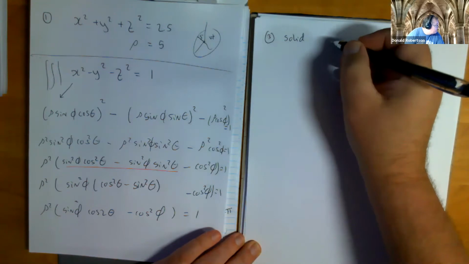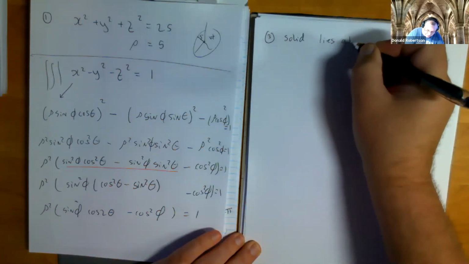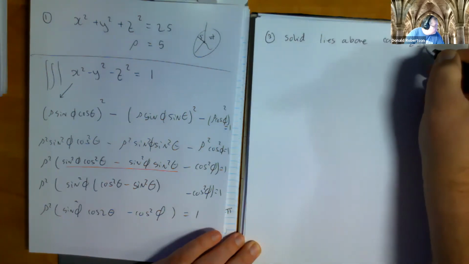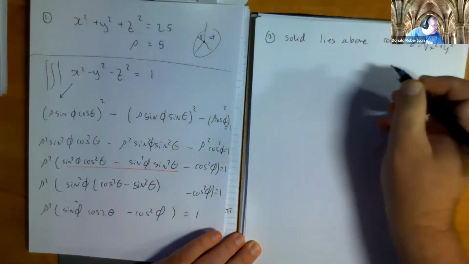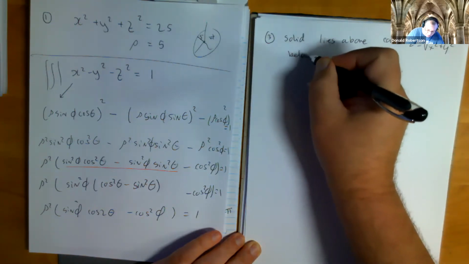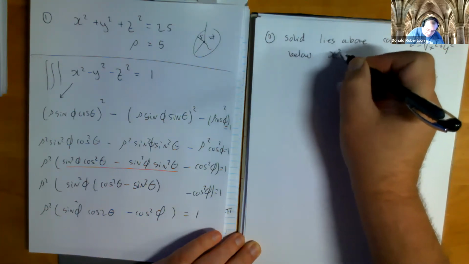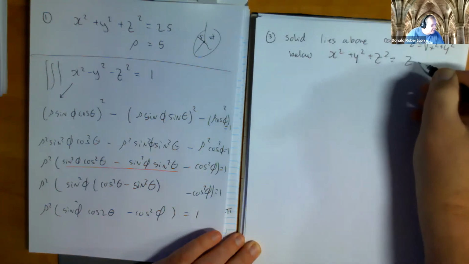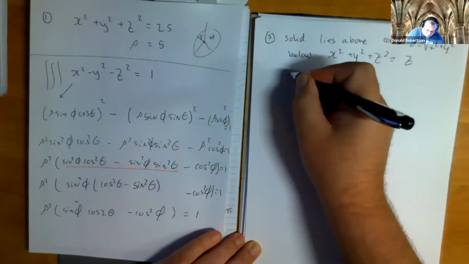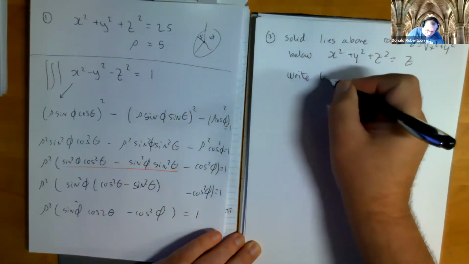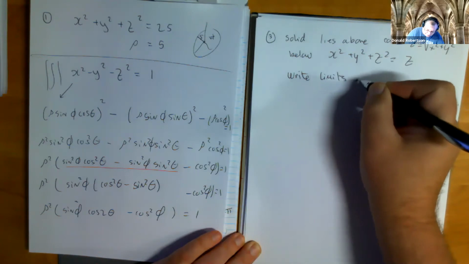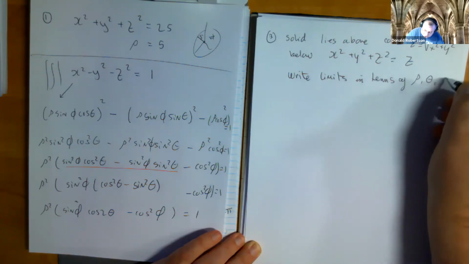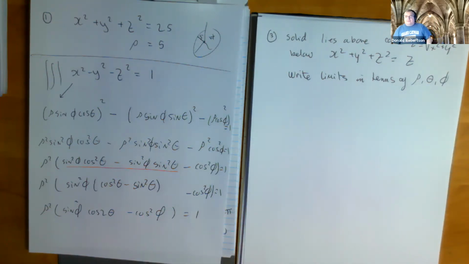In this question, we have a solid that lies above the cone z equals the square root of x squared plus y squared, and it ends up below the sphere x squared plus y squared plus z squared equals z. We're being asked to write, I would call it the limits. So we need to figure out those three guys.